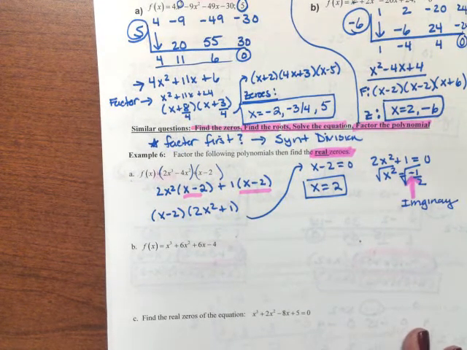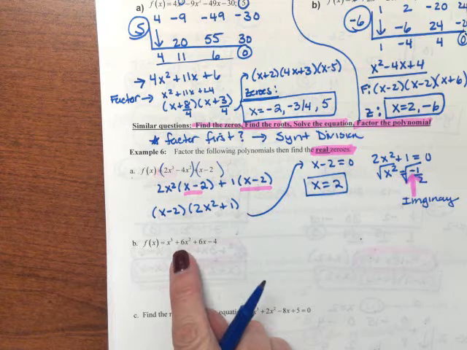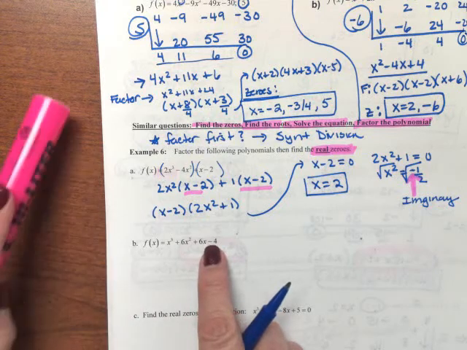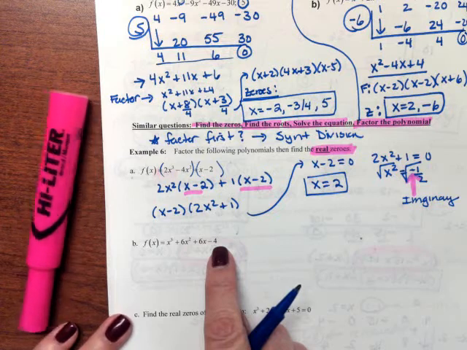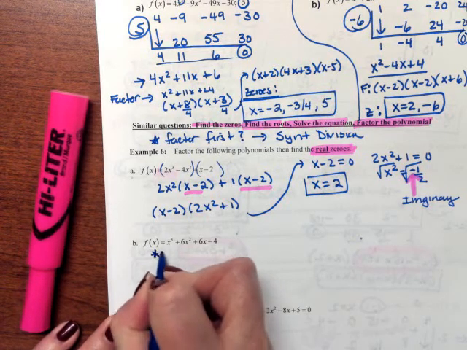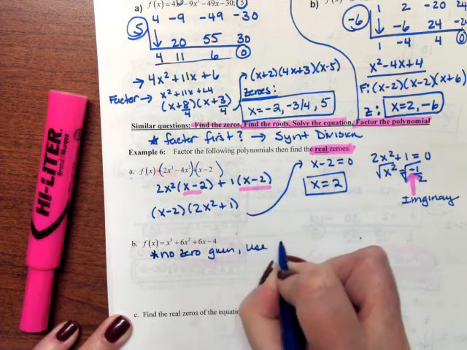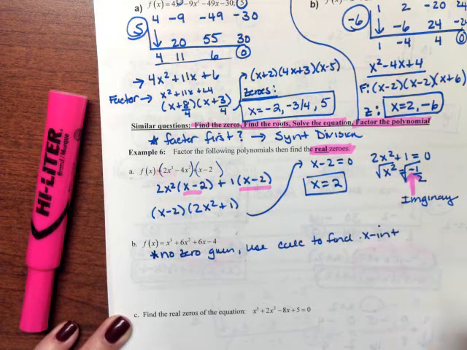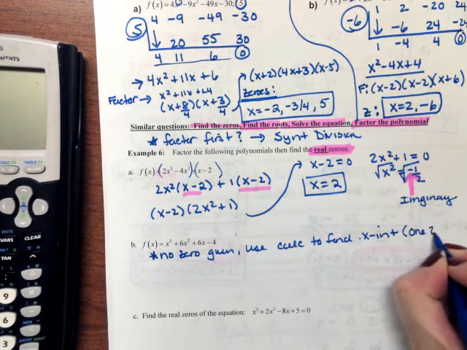Now if you take a look at the second example in part B, grouping is not going to work. Because again, if I factor out an x squared out of the first set of parentheses and I factor out a 2 out of here, those parentheses are not going to match. So here's a case where I'm not giving you a 0 first. So what you want to do, if no 0 is given, use your calculator to find an x-intercept. Remember, an x-intercept will give you the point (1, 0).